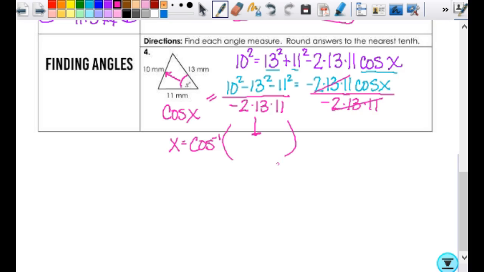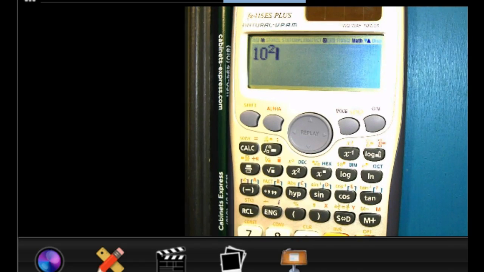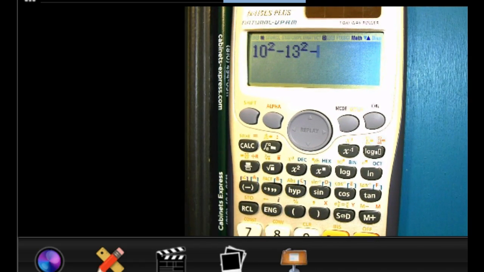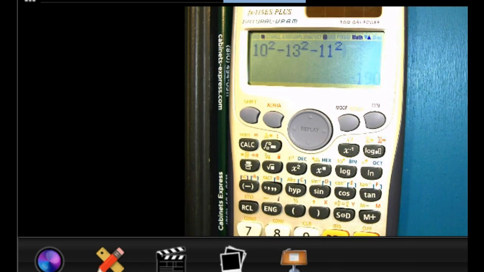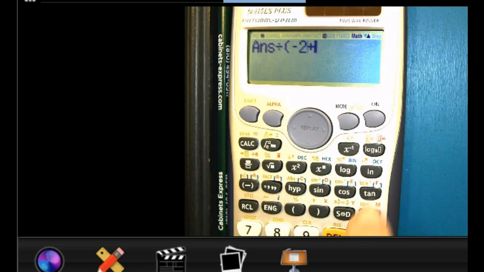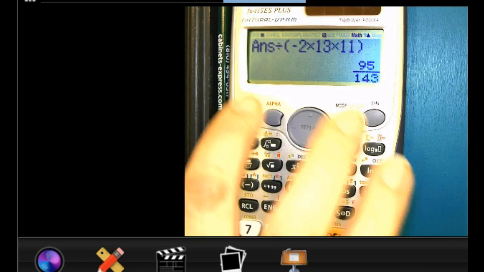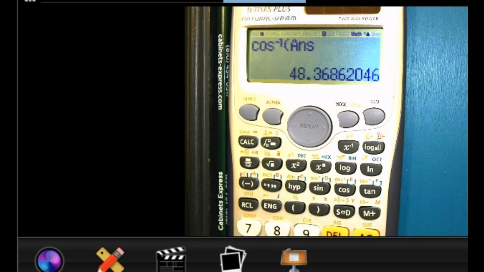Either way. Or what I was going to show, what I would actually do, because I'm a little lazy with that whole fraction bar. I wouldn't have done it that way, but I was afraid I was going to lose you. I would have taken 10 squared and subtracted 13 squared and then subtracted 11 squared, right? And then press enter. Then I'm going to divide that by, and then I open my parentheses, negative 2 times 13 times 11. And then that gives me that. Then I would have taken the cosine inverse. It's probably more button pushing, but then I don't have to worry about the fractions. It's the same thing. So whatever you feel the most comfortable with, as long as you're doing the right steps, you're good.